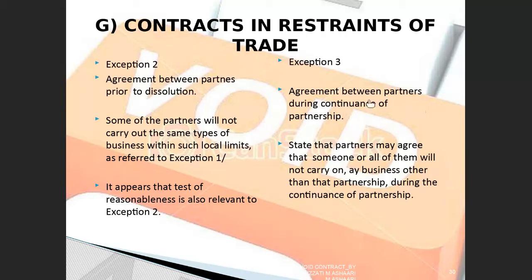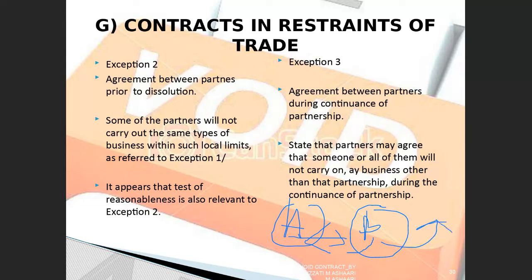And the last one, agreement between partners during the continuance of the partnership. This actually states that the partners may agree that someone will not carry out the same type of business or partnership during the continuance of the partnership. Let's say you have A and B having a contract or partnership relationship. So when A is having a partnership with B, B is not allowed to carry out another partnership with other people. That contract not allowing B to carry out a partnership with other people is considered as valid because this is part of the exception.